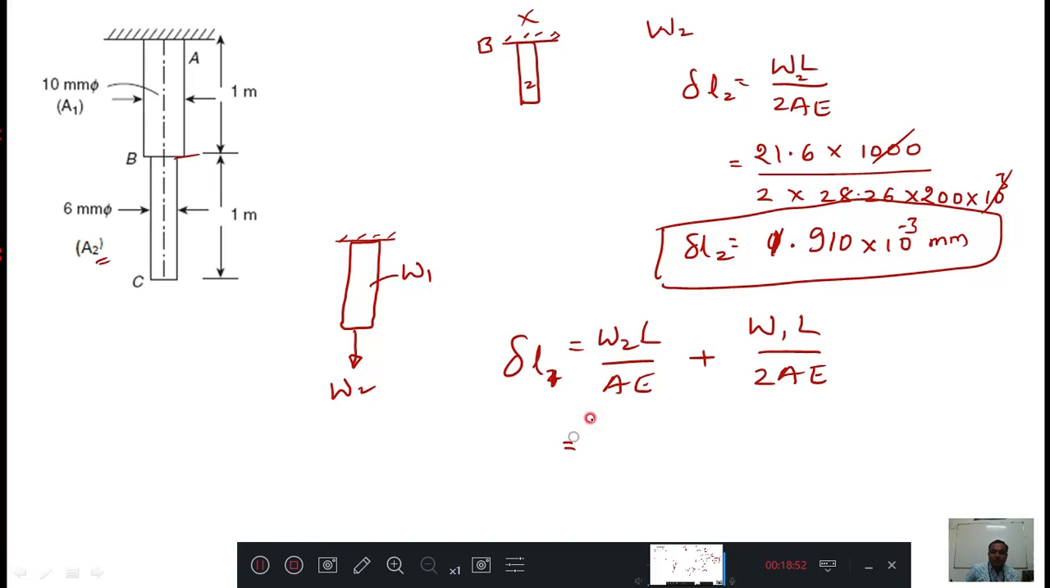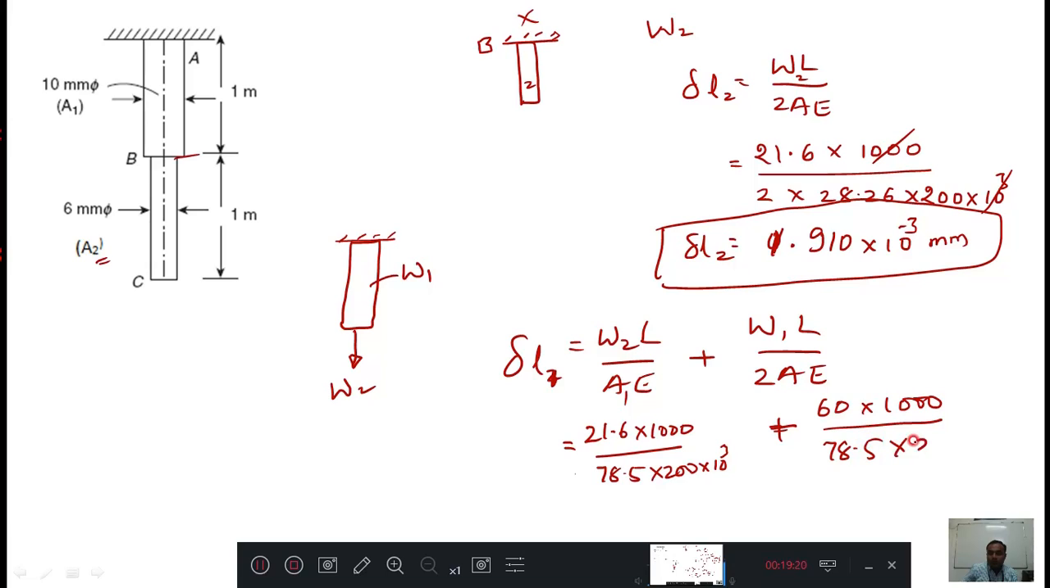Now substitute here. What is W2? It is 21.6 into L 1000 divided by area, sorry, W2 is applied for area 1, that is 78.5, E is 200 into 10 raised to 3, plus 60 into 1000 divided by 78.5 into 200 into 10 raised to 3. Solve this one. Whatever the answer comes, that is your answer. The answer might be 0.0033. Check it.